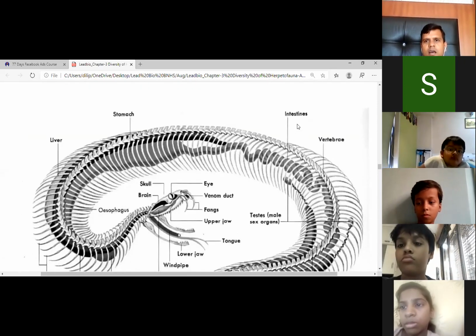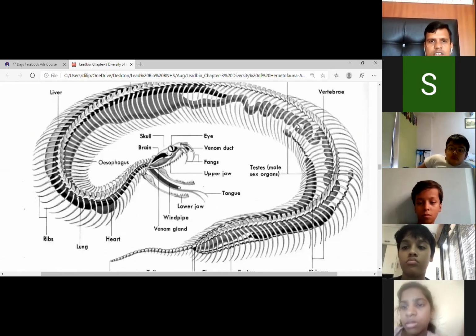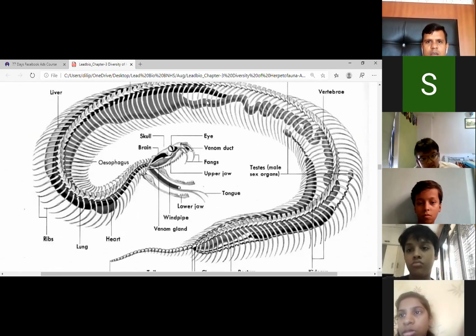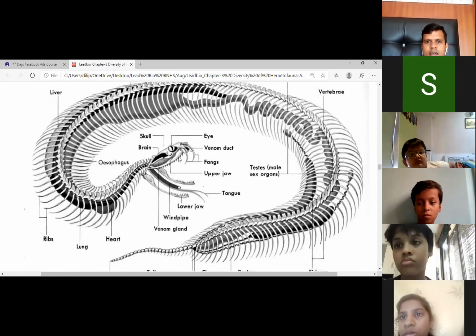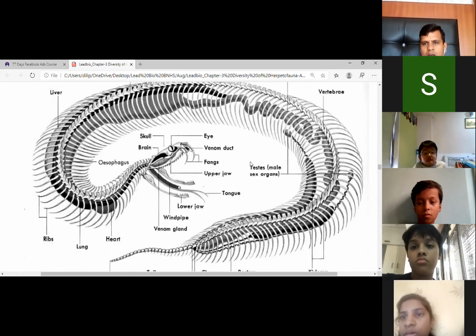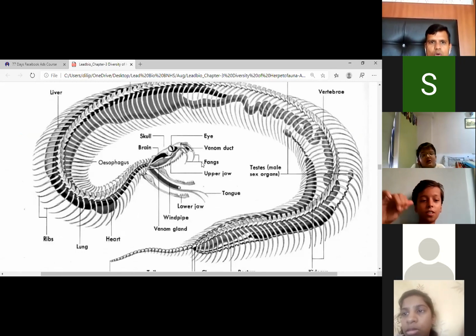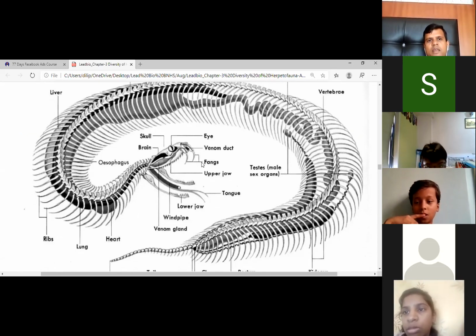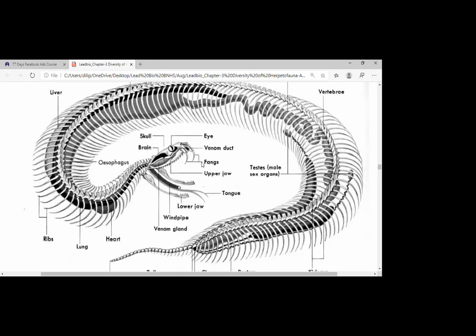Now what you see is the inner structure of a snake. I don't want to get into detail of what is where, but generally it has a stomach which is far inside. It has fangs here. It has eyes in the front, a venom duct. It has such a big rib cage. Why is that so? It doesn't have legs or anything.